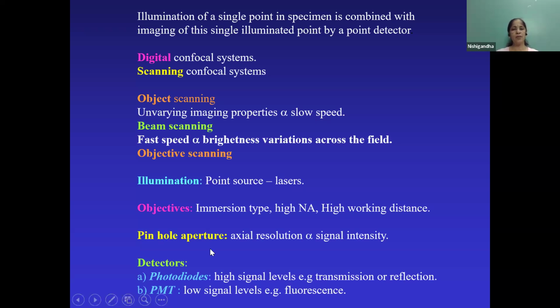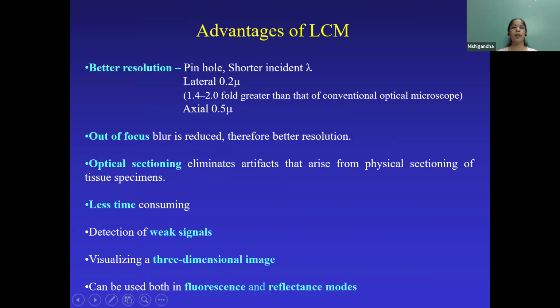The pinhole aperture is actually the heart of the system, and axial resolution is proportional to the signal intensity. Detectors could be of two types. Generally, photodiodes are used when you need high level signals, like in the case of transmission or reflection mode. In the case of fluorescence, most of the time, photomultiplier tubes, that is PMTs, are used.